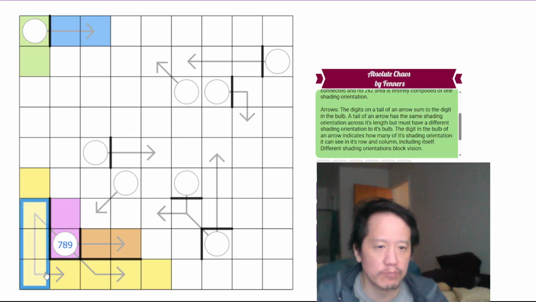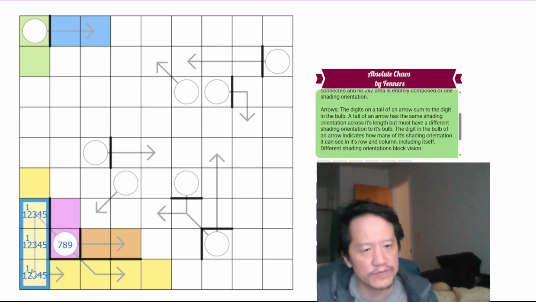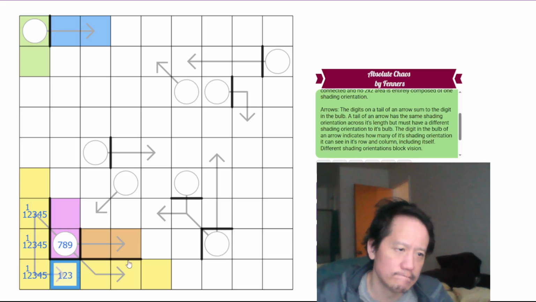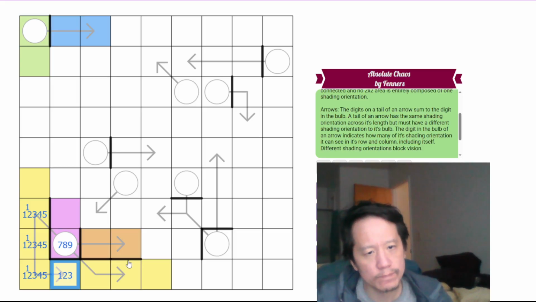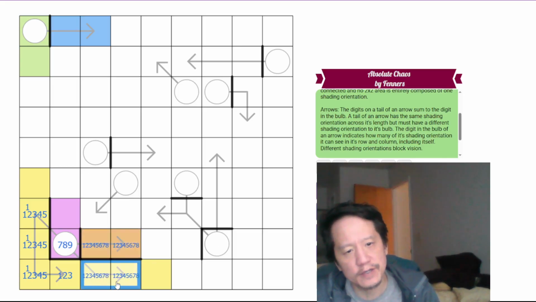So this is at most 1 through 5. We know there's a 1 in one of these, right? Because these three have to be at most 1, 2, and 5, because it has to be with 1. This is at least 6, so this is 1, 2, or 3 at most. So this is 1 through 8 here. This is 1 through 8 here also.